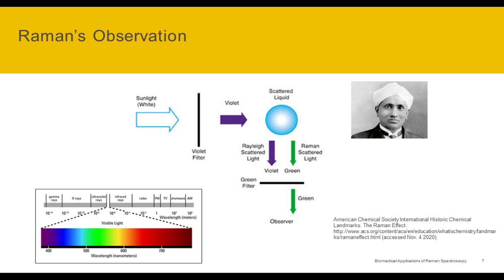And so if you look at our little electromagnetic spectrum at the bottom left, we can see that the green light is at a lower energy than the violet light. And so we have two types of scattering here, one that's at the same energy as our incident light, and one that's at a different energy. And it's this different energy scattering that we're interested in here with Raman spectroscopy.